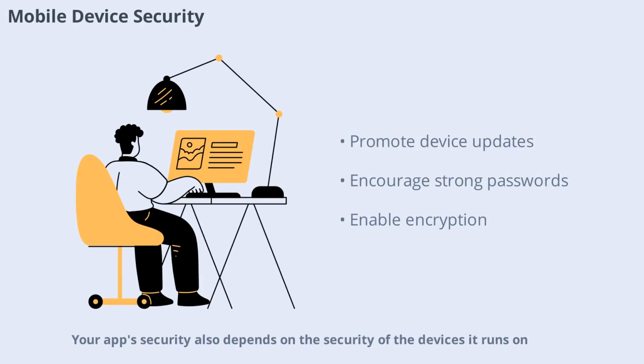Your app's security also depends on the security of the devices it runs on. Encourage users to keep their devices updated, use strong passwords, and enable device-level encryption. By promoting good device security practices, you can help protect your app and its data.